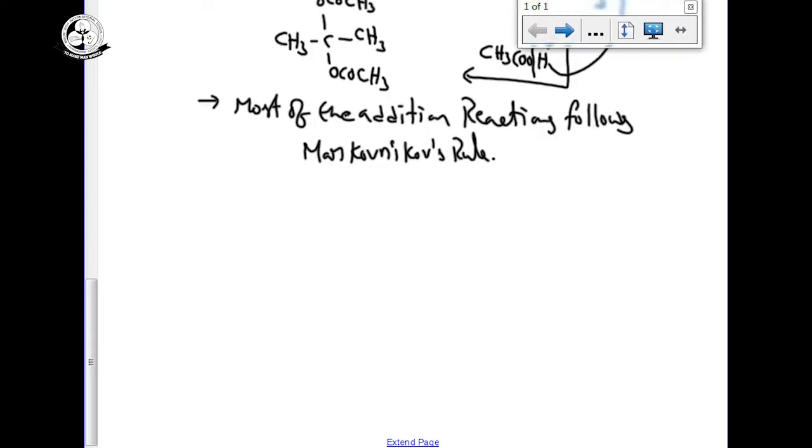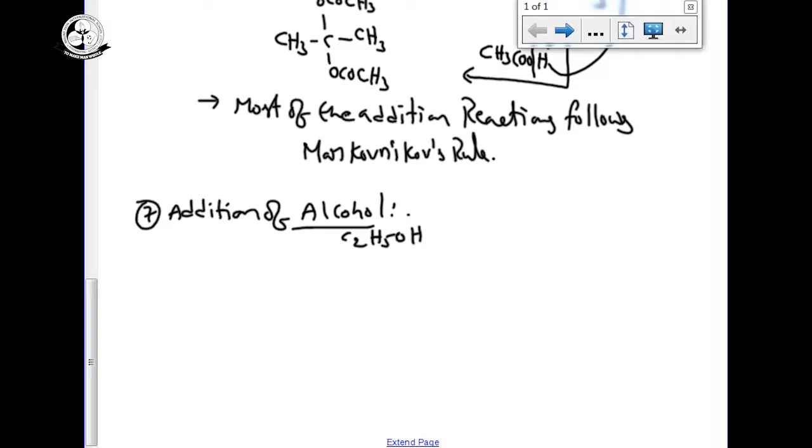Next one is addition of alcohols. Generally, for alcohol we can take ethanol. Simply, you can write addition of ethyl alcohol to the alkynes.